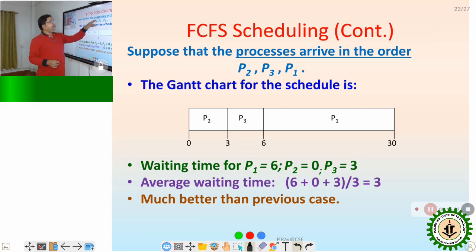Suppose that the processes arrive in a different order. Similarly, in the previous example, suppose the processes arrive in the order P2, P3, P1. Say P2. So P2 will be allocated first for 3 units of time, then P3 for 3 units of time, then P1 for the remaining 24 units of time. Okay, so in that case, our Gantt chart will look like this. In that case also, we calculate the waiting time and average waiting time. So in this case, it is much better than the previous one.